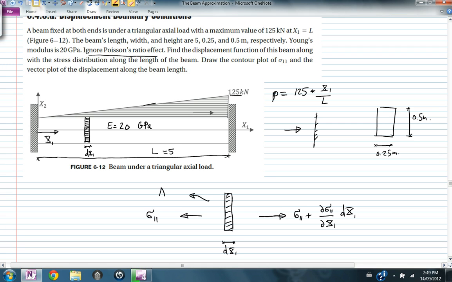And right here I have an area, and right here I have another area. It's the same area. On here I have a distributed load that's equal to P, which is equal to 125 x1 over L. This is per unit length, so I have to multiply it by delta x1 to find the actual force.